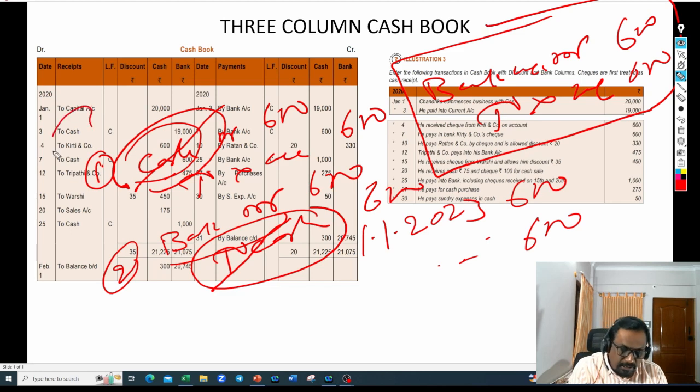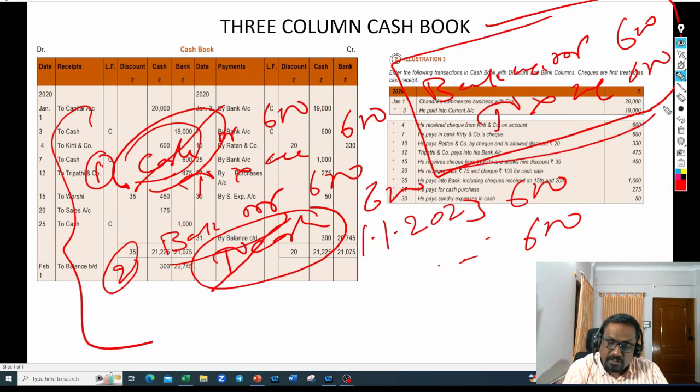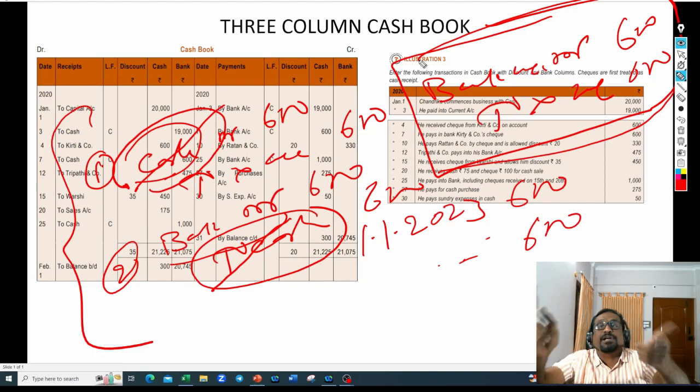Or you can write these two entries also. There is no harm, there is nothing wrong in that. But you can club these together and make it one single entry. This is called a combined entry. Why am I preparing the combined entry here? This combined entry is being prepared because the check received on the same day has been deposited into the bank.